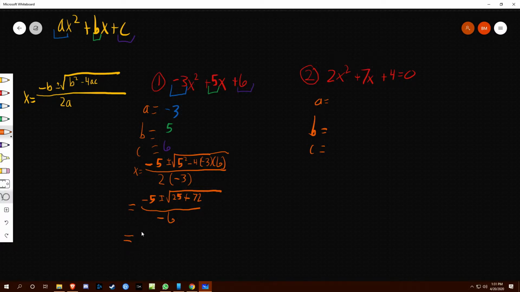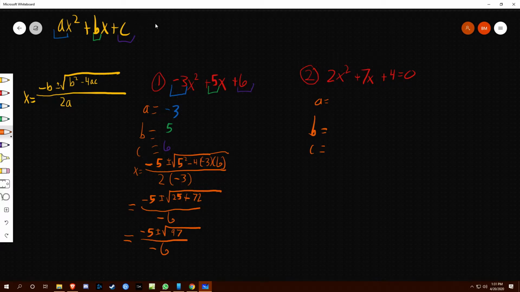So equal sign again, negative 5. Can't do anything with that still. Plus or minus, well, the square root now is 25 plus 72, so it's going to be 97. We have a negative 6. Now, because this is negative, I'm going to flip this sign. So negative 5 divided by negative 6 is going to end up being positive 5 over 6. So I'm going to get rid of both of these negatives.